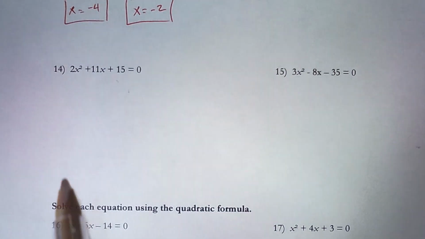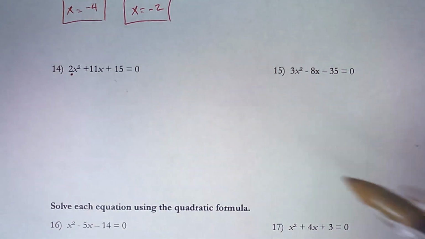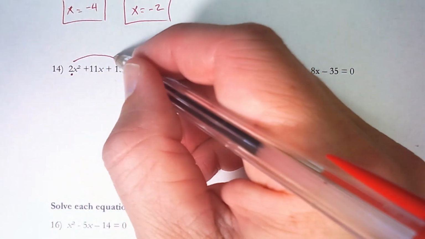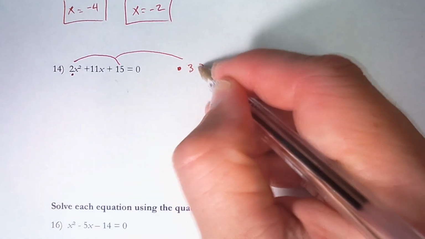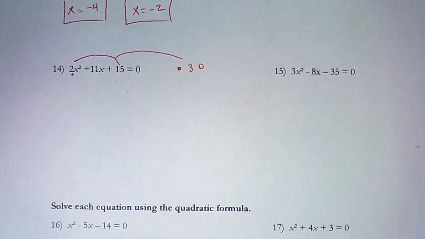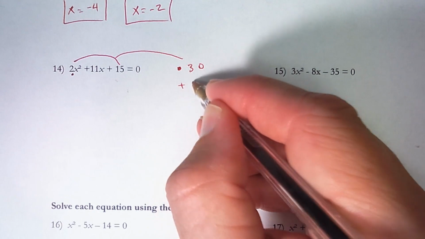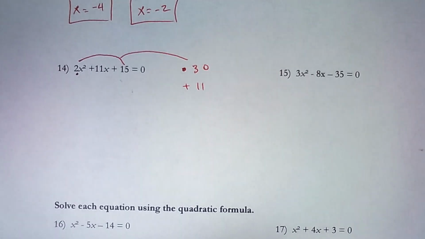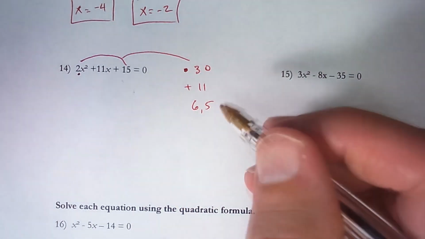Number 14. This time the lead coefficient is not 1. The lead coefficient is 2, and 2 times 15 is 30. So I actually need two numbers that multiply to make 30. Those same two numbers need to add up to 11. Multiply to 30 and add to 11, and I think those numbers are going to be 6 and 5.